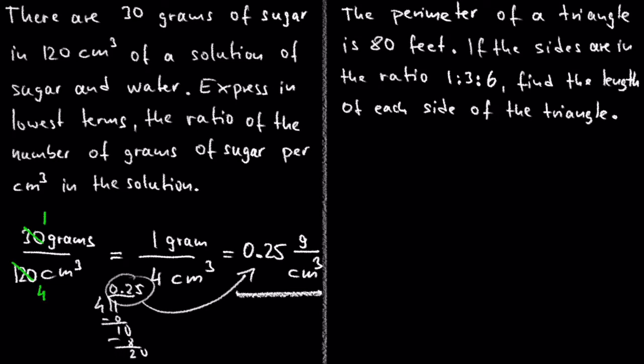The perimeter of a triangle is 80 feet. If the sides are in the ratio 1 to 3 to 6, find the length of each side of the triangle. Let's say x is the length of the first side. Then the second side is 3x.